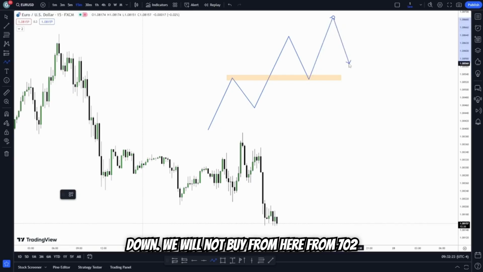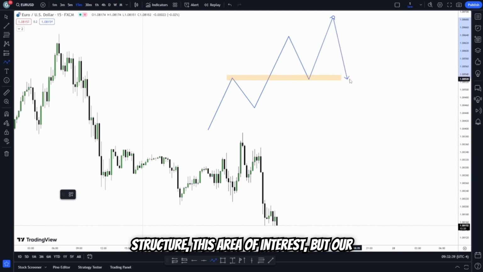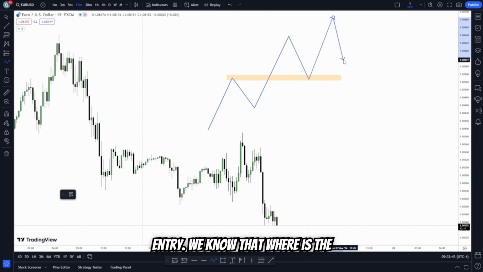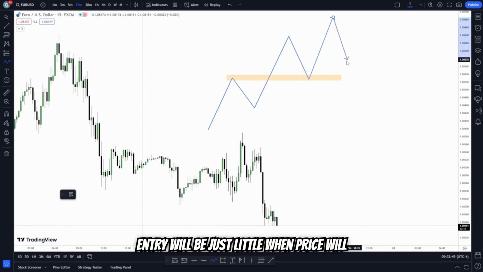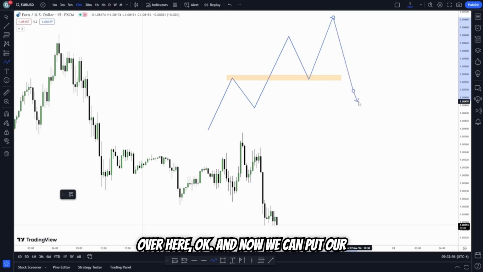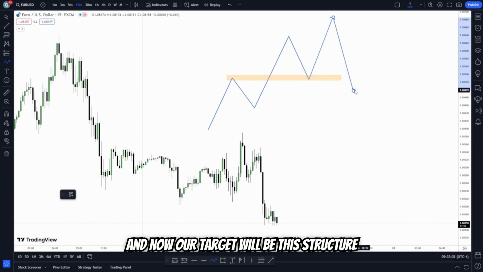We will not buy from here, from the 0.702 level of optimal trade entry, because if you enter right over here, it will be like a supply and demand entry. There will be some traders who will be buying once more when price comes back to this structure, this area of interest. But for our entry, we know where the liquidity is sitting. Liquidity is sitting below this structure, right? So when price goes a little bit below this structure, we will enter right over here. Now we can put our stop loss at 10 pips or 20 pips, and our target will be this structure high.